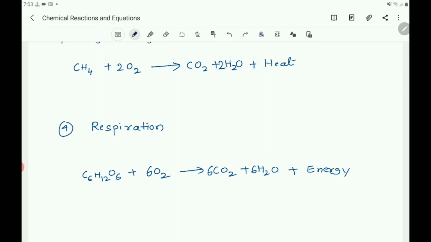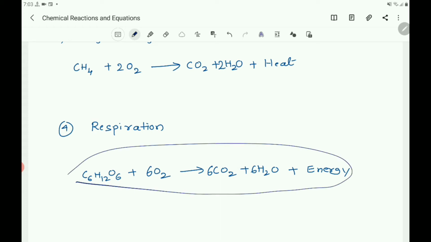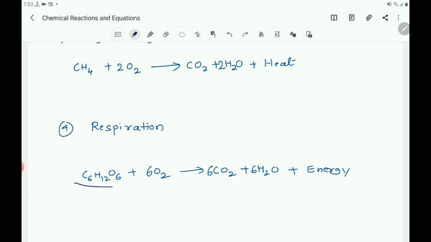You know that we get energy from food by respiration. In digestion the food is broken down into glucose. That glucose reacts with the inhaled oxygen, that is in respiration, and the products are carbon dioxide, which is given out while breathing, and water. In this reaction energy is liberated, and the energy which is liberated is used by us to do work and activities in our day-to-day life.